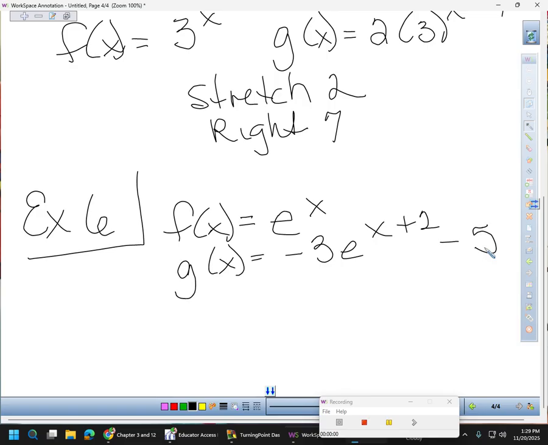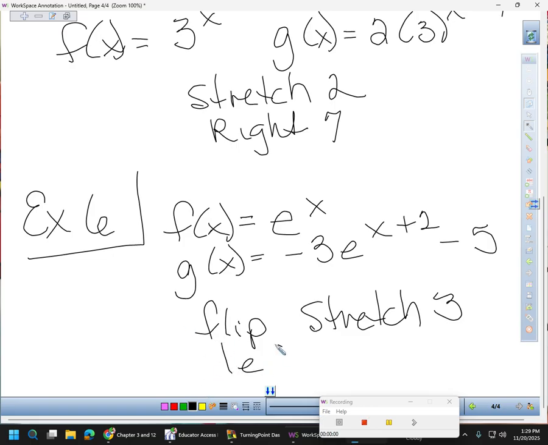Okay, so we're describing the transformation between the two. Hey, listen. First thing we have is this minus sign, which means it's a what? Flip. Okay, then we have this 3. What is that? Stretch 3. Here we have x plus 2. What does that mean? Left 2. And we have minus 5. Down 5. Is there any question at all?